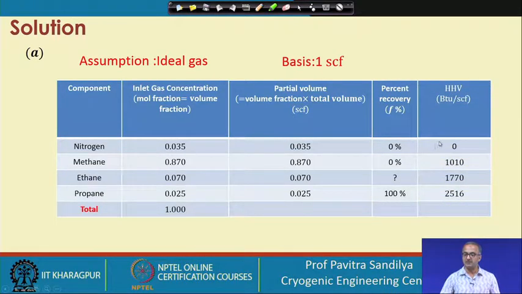And because we have to meet the heating value requirement at the top gas, we also need to know the component heating values for the mixture, because these will contribute to the total heating value of the top gas. So, here we find that nitrogen is supposed to have no heating value and only the hydrocarbons are having the heating value.